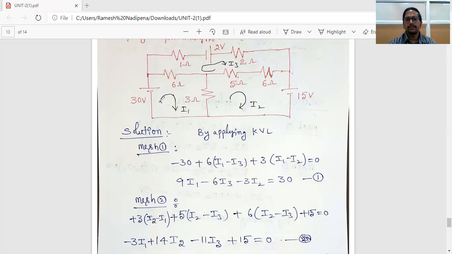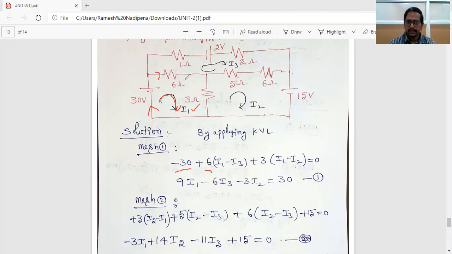Let us write the first mesh equation. Assign the first mesh current as I1. Now write the KVL equation of the first mesh. According to the current direction, the current enters the negative terminal, so minus 30. Next, the current enters positive again, so plus 6 into.